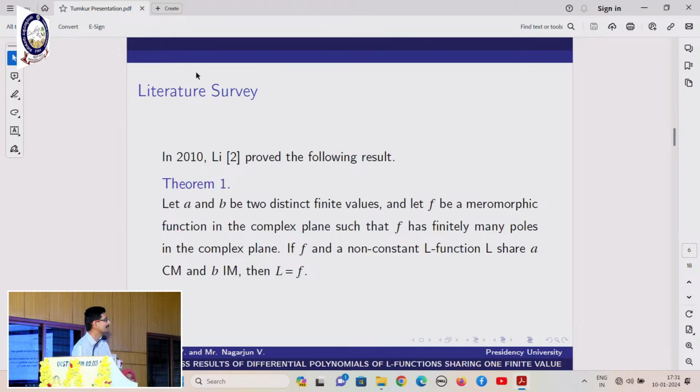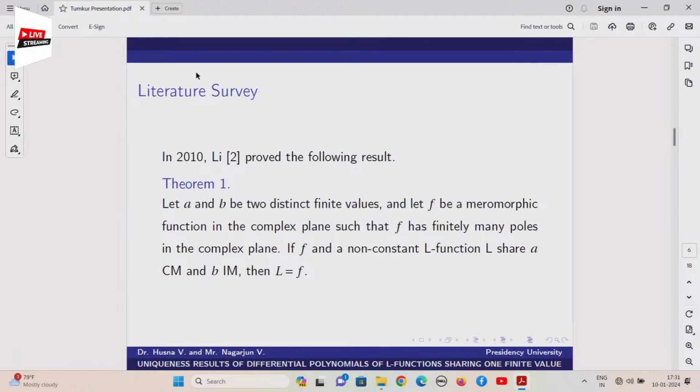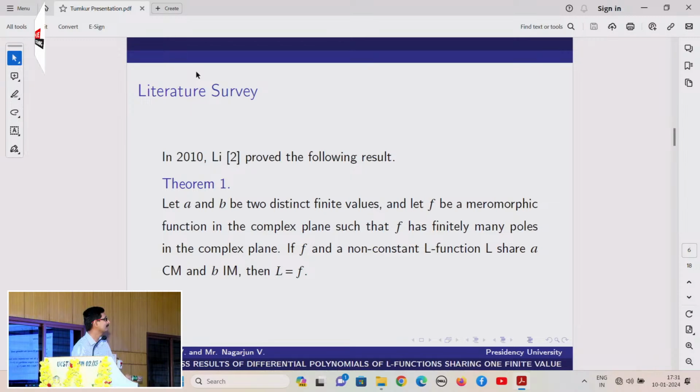In 2012, Fang proved the following result. Let f and g be two non-constant entire functions and let n, k be two positive integers satisfying n greater than or equal to 2k plus 8. If f power n times f minus 1, kth derivative, and g power n times g minus 1, kth derivative, share 1 CM, then f equals g.